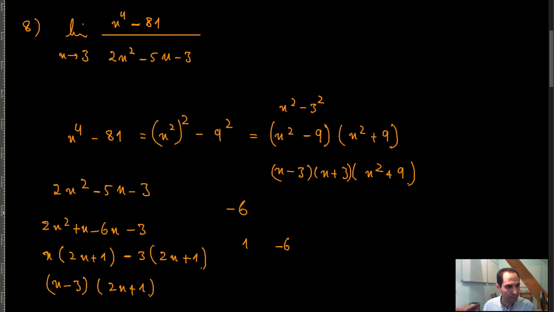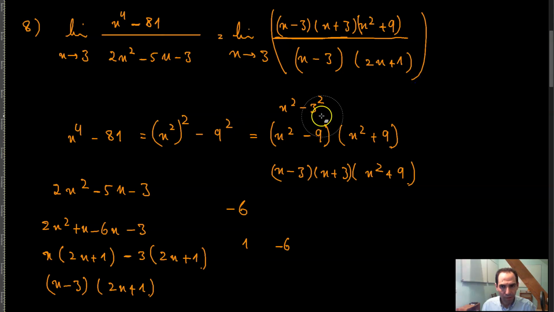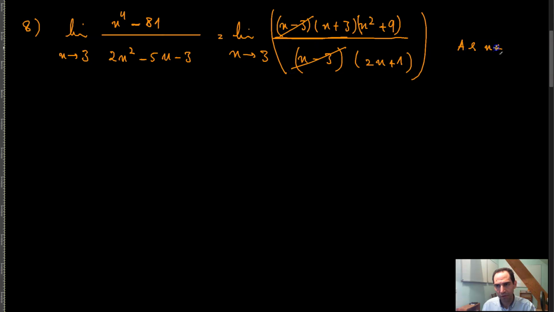So then I can write this as the limit of, so the numerator becomes x minus 3 times x plus 3 times x squared plus 9. And then the denominator you can write as x minus 3 times 2x plus 1 as x tends to 3. Now I can, of course, cancel these out as x is not equal to 3. Because if x was equal to 3 over here, you would get a 0 over here, and you would get a 0 in the denominator. But x is tending to 3, not equal to 3.